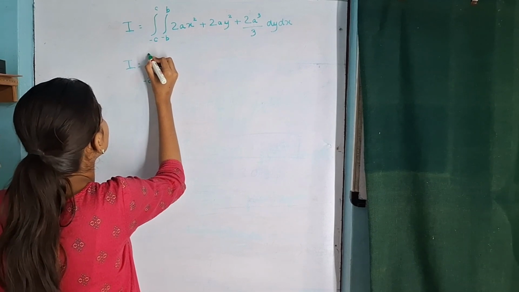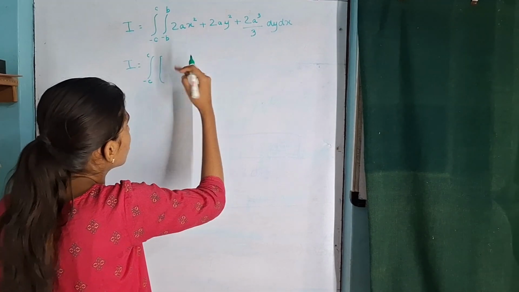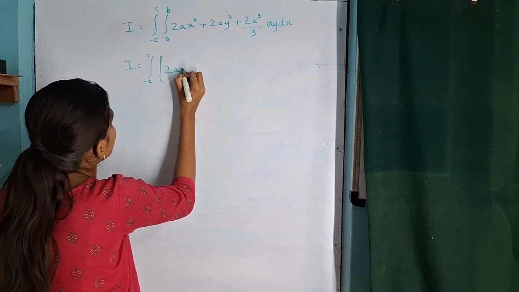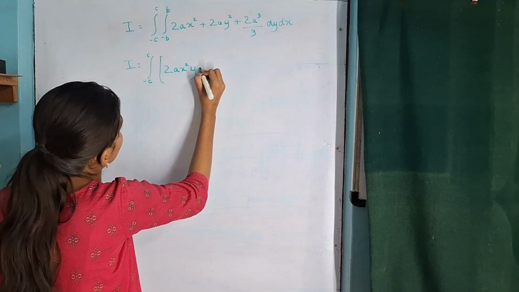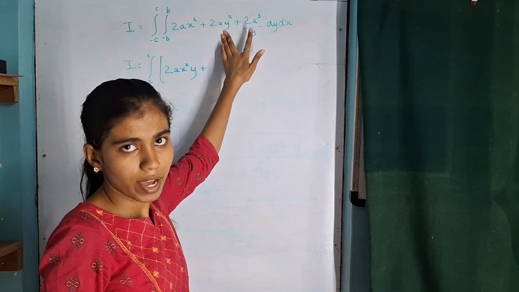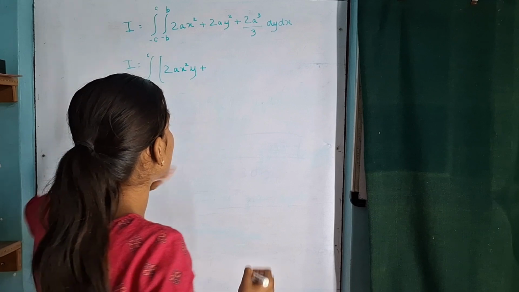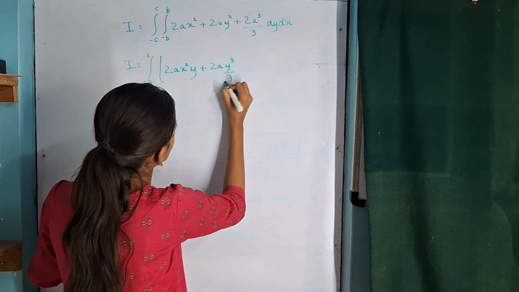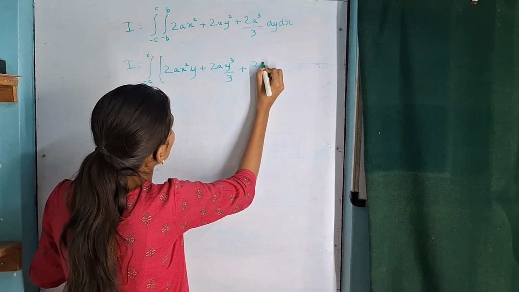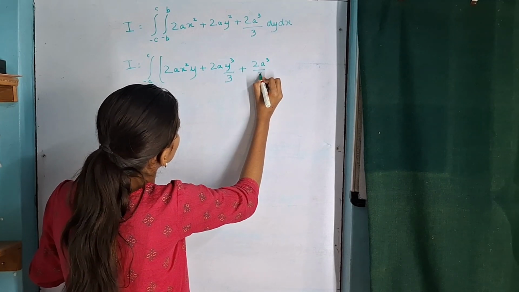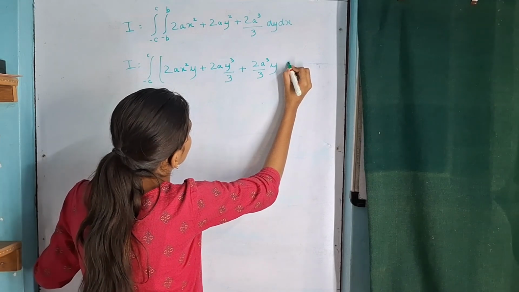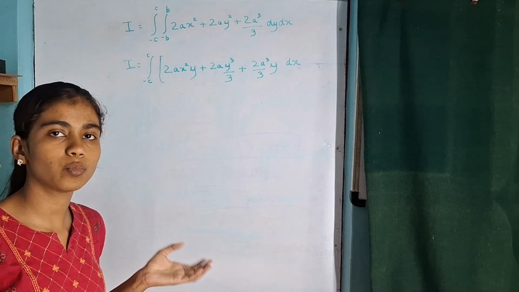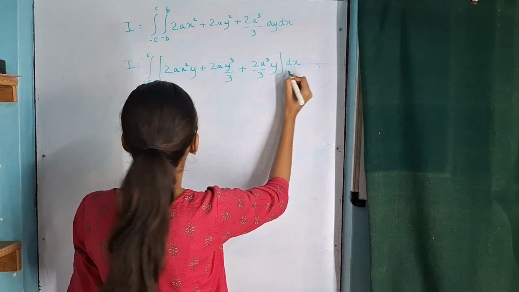The minus c to c will stay as it is, and this limit will go because we are solving it for y. Here there is no y term. So what we'll get? 2a x square times y, plus here we already have y square. So after integration, 2a will remain as it is, y square becomes y cube by 3, plus here there is no y term, so we get a y term here, and we are left with dx. Now we will separate the y terms and put their limits. Here also you are supposed to put the limits.